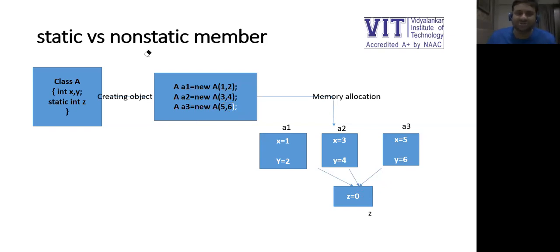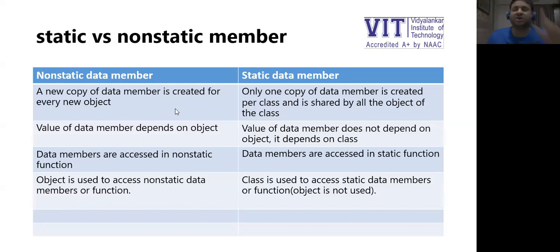Let's go back to the comparison. In non-static, a new copy of the data member is created for every new object. For a static data member, only one copy is created per class and is shared by all the objects. The value of a non-static data member depends on the object, like a1.x, a2.x. Here the value does not depend on the object, it depends on the class, like A.z.